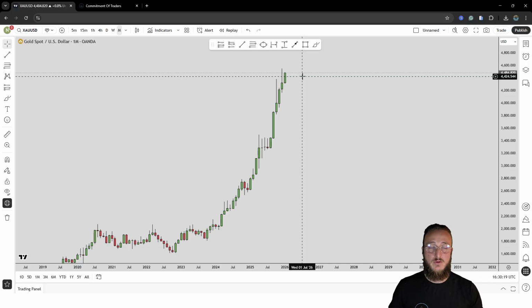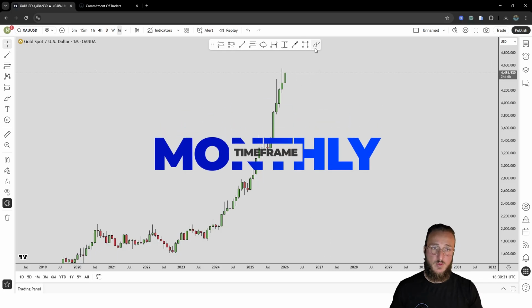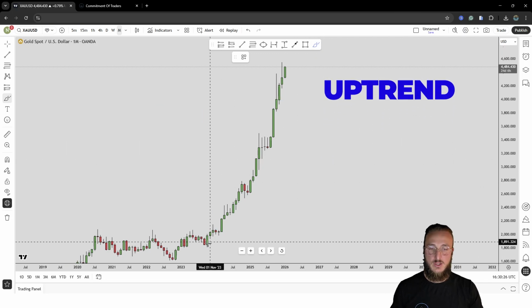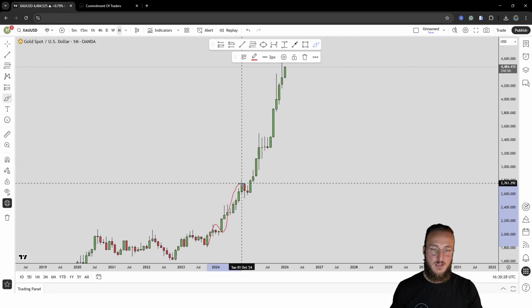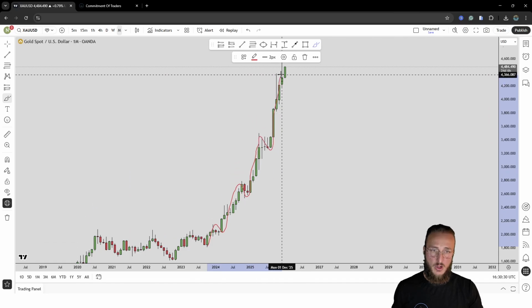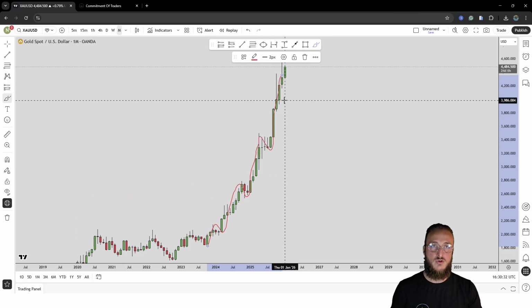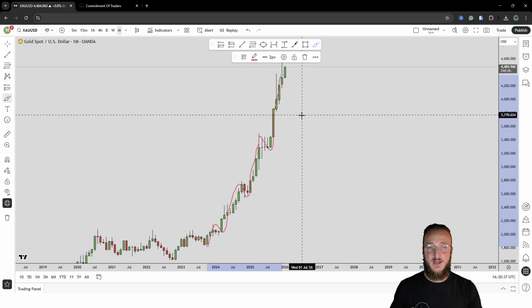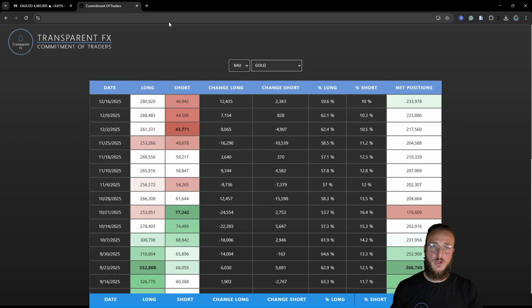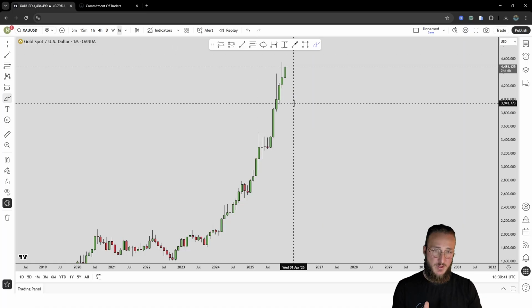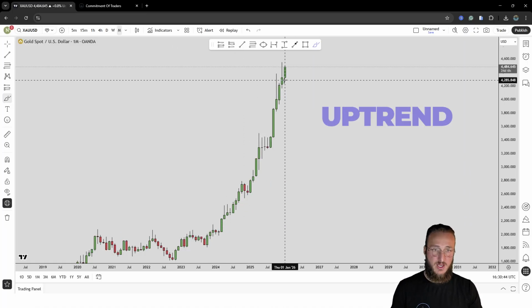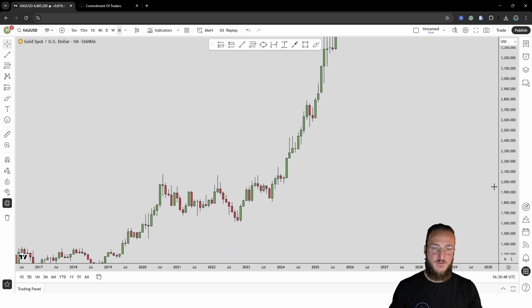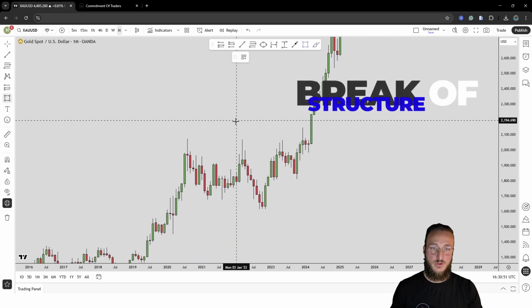Now, starting here from the monthly time frame, what we can see is that we have a market which is in a very strong uptrend. We have seen the creation of a series of monthly higher highs and higher lows. All this uptrend is fueled by strong institutional buying, and we will be speaking about this institutional buying in just a few moments when we move to the commitment of traders analysis. But for now, let's keep in mind that we are in a strong uptrend, and that all this uptrend came as a development after the market broke from a historical structured zone.